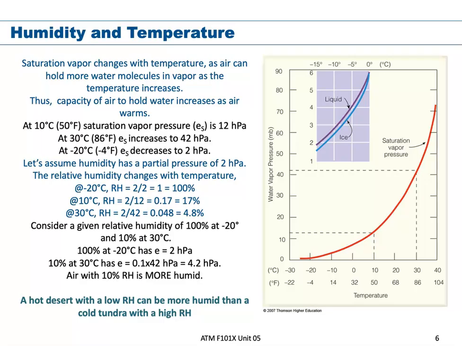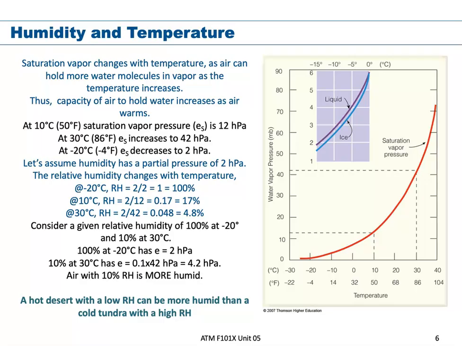At 10 degrees Celsius or 50 degrees Fahrenheit, the saturation vapor pressure, ES, is 12 hectopascals. At 30 degrees Celsius, 86 degrees Fahrenheit, ES increases to 42 hectopascals, and at minus 20 degrees Celsius, or minus 4 Fahrenheit, ES decreases to 2 hectopascals. Let's assume the humidity has a partial pressure of 2 hectopascals. The relative humidity changes with temperature. At minus 20 degrees Celsius, the relative humidity is 2 over 2, equal to 1.